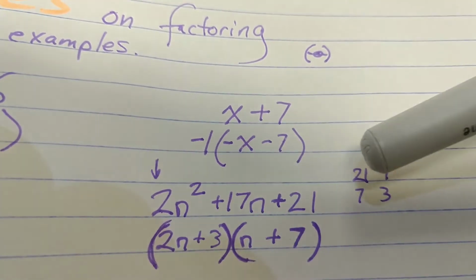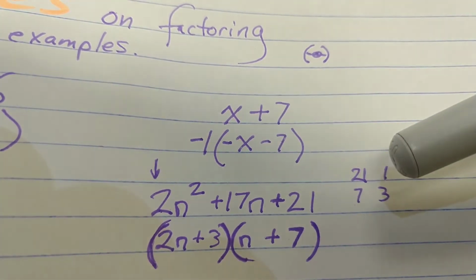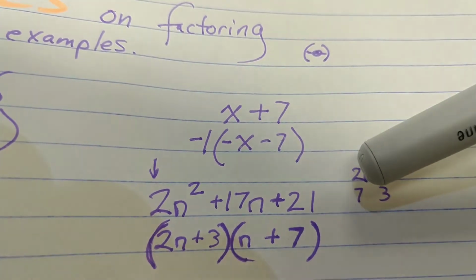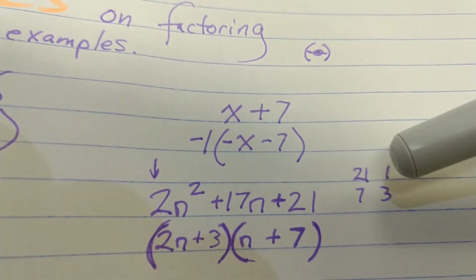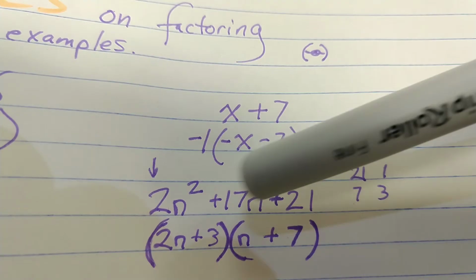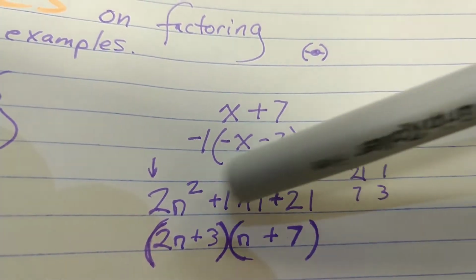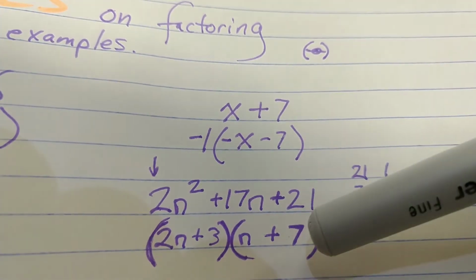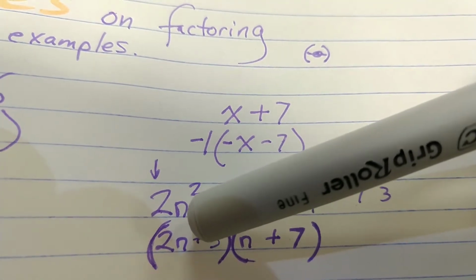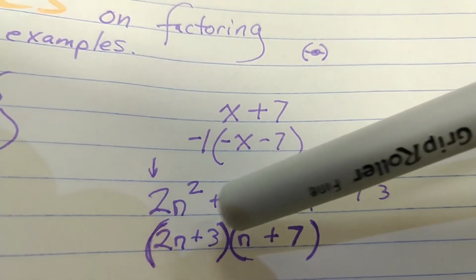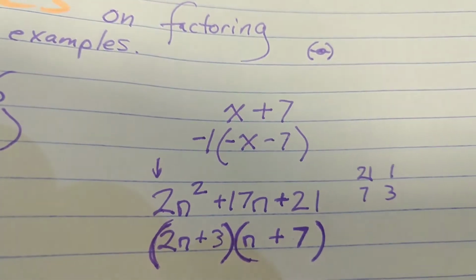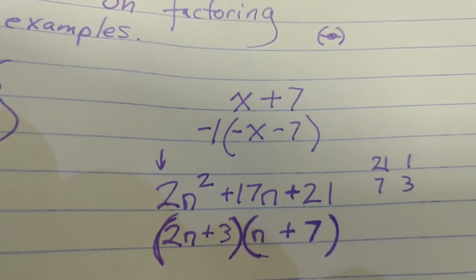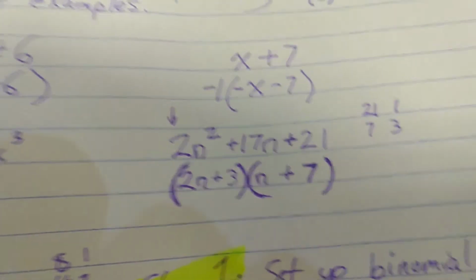That's not right. 7 times 2 is 14, plus 3 is 17. We got it. So the 7 has to be multiplied by the 2, and then we can add the 3 to get 17n. So that's why the 2n and the 7 are opposite each other here. 7's way over here. It needs to multiply by the 2n, which is 14n, and then the 3n will add. 14n plus 3n is 17n. We got it. You can always multiply it out to check.